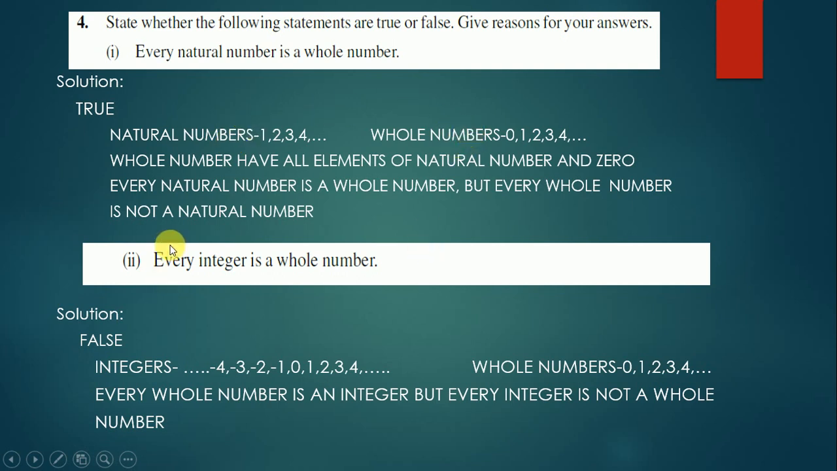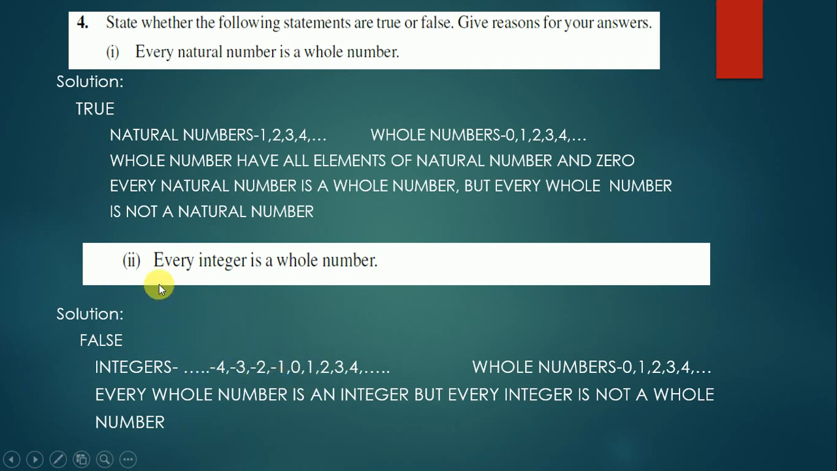The next question. Every integer is a whole number. See, integers start from minus 4, minus 3, minus 2, minus 1, 0, 1, 2, 3, 4. But the whole numbers are 0, 1, 2, 3, 4. Now, we can check this one with this one. See, this part is not included here, right? Minus 4, minus 3, minus 2, minus 1 is not included here. From 0 to 4 is included here. So, we can say that this one is not included.